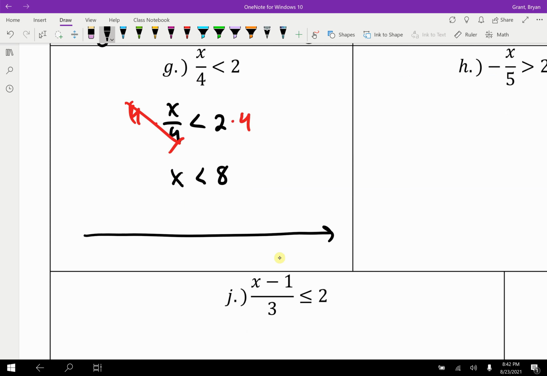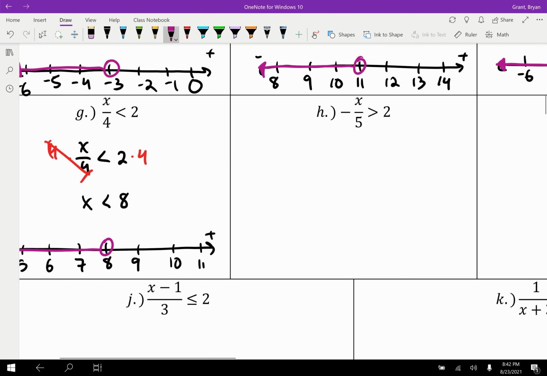And we have our number line. Here's 8, 9, 10, 11, 7, 6, 5. And we're starting at 8, strictly less than, and we're good.